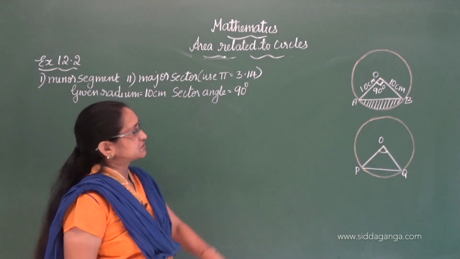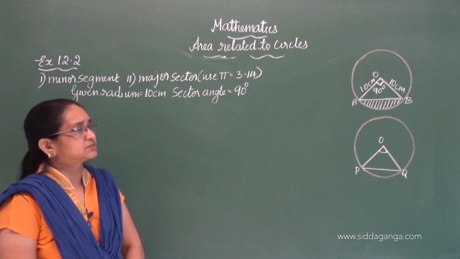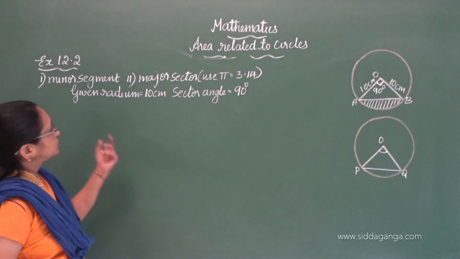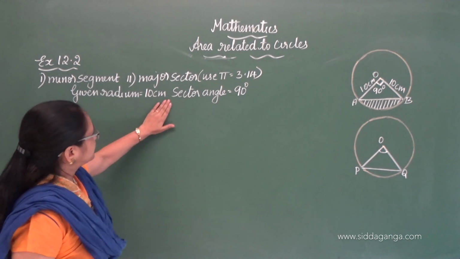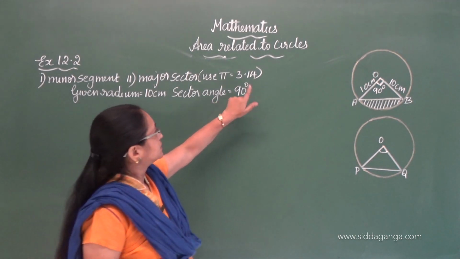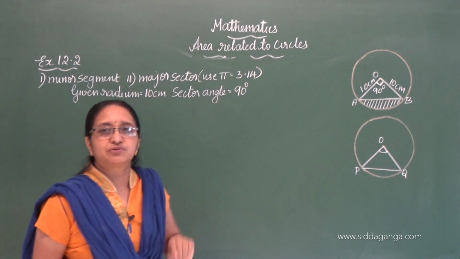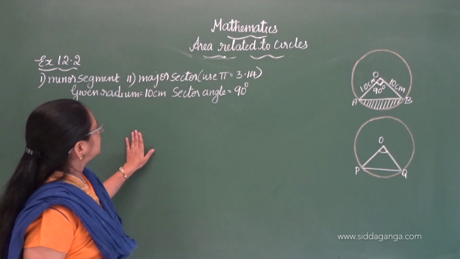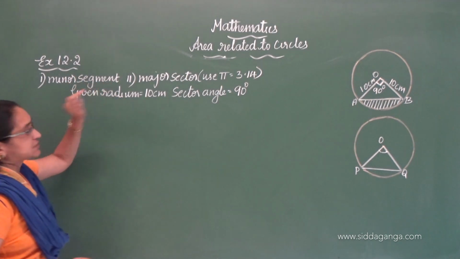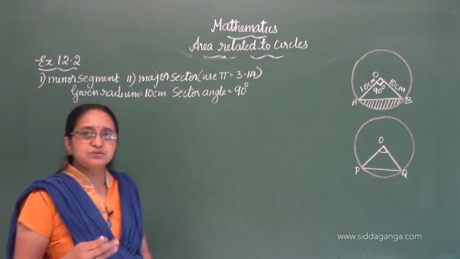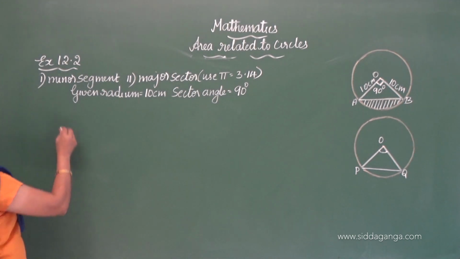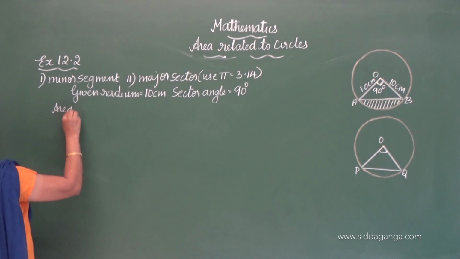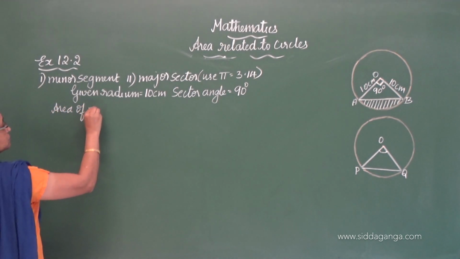So let us finish the first one and then we will move on to the next. I hope you understood the question clearly. Now radius is given, sector angle is 90 degree, and you have to use 3.14 only. Now to find the first one, the minor segment, I told you in the previous class how to find the area. So area of minor segment.